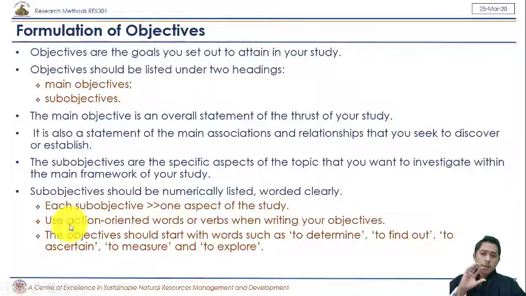Then again, all the objectives should start with an action-oriented word or verb. Do not just start with, for example, if understand the diversity and distribution of lichens in Wangdi Podrong district is the main objective, and the sub objective is assume the diversity of lichens in that area, or directly starting with the diversity of lichens in Wangdi Podrong district. That's a wrong way to write.